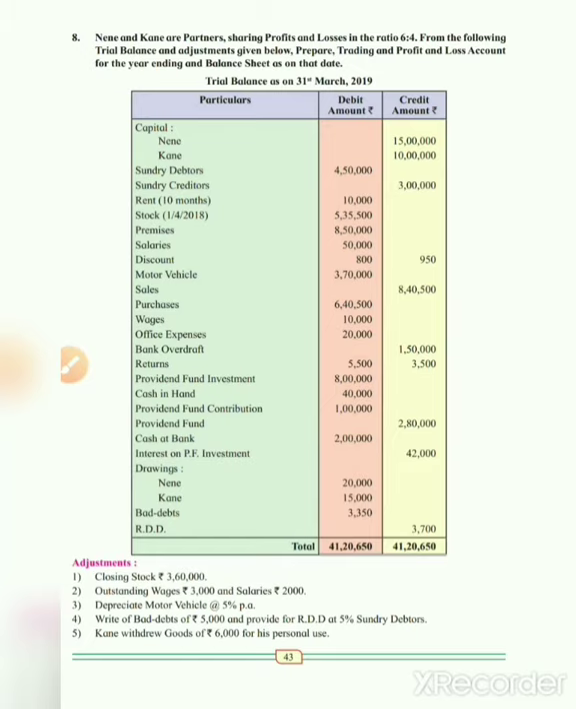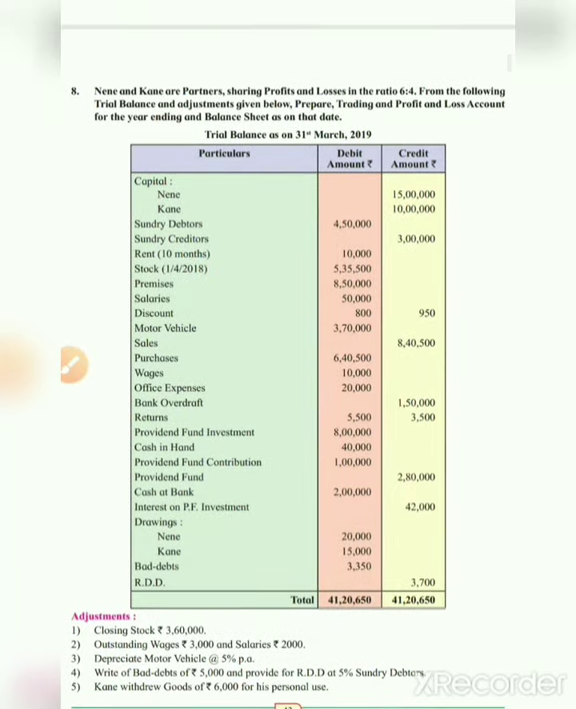Then salaries rupees 2,000. These salaries will be added on debit side of profit and loss account under the heading of salaries. See, earlier salaries were rupees 50,000. Now outstanding we are adding by rupees 2,000. On outer column the amount will be 52,000. Its second effect will be on liability side.